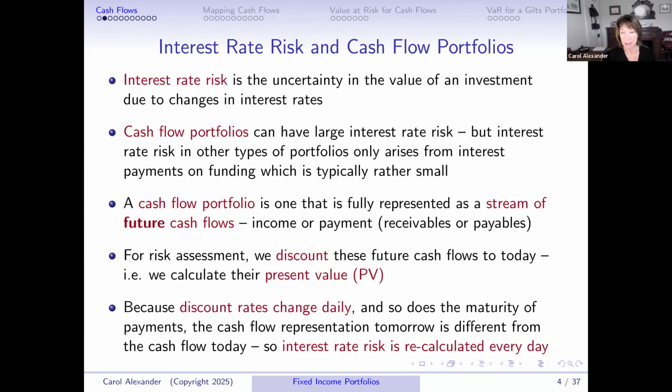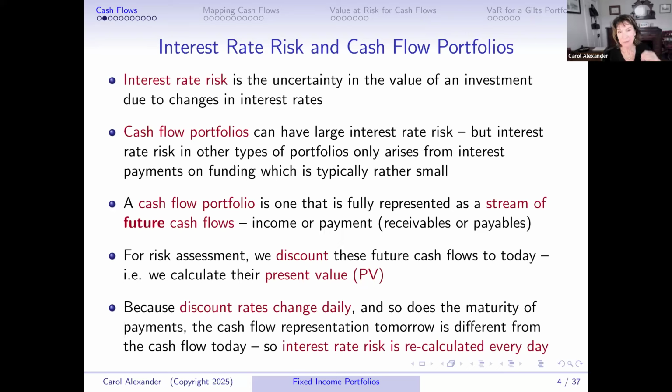So the type of portfolio that has interest rate risk is a cash flow portfolio. Other types of portfolios like equity portfolios or commodity portfolios, they don't really have very much interest rate risk. The only such risk that they have is because they may have borrowed money to make the investment in shares or commodity futures. And so payments on the funding there, which will probably be tied to interest rates, there is some uncertainty in those payments, but it's typically rather small relative to the market risk that arises from the main risk factors for equity and commodity portfolios.